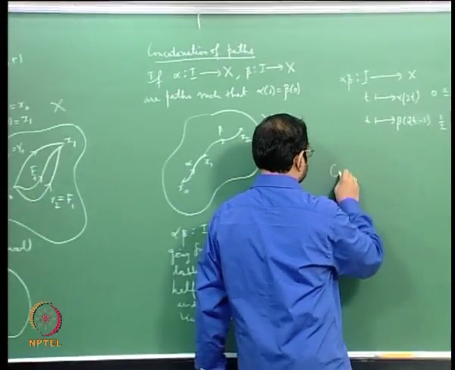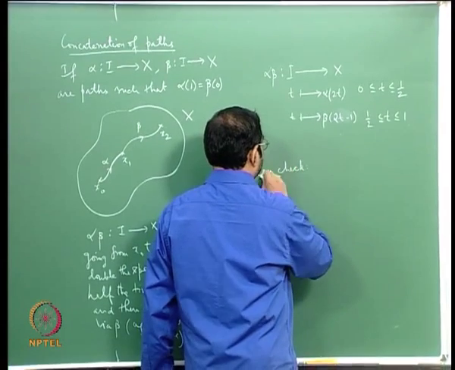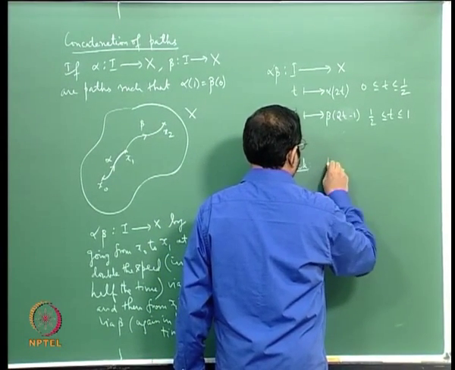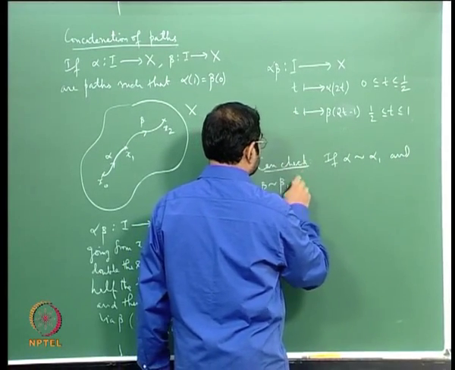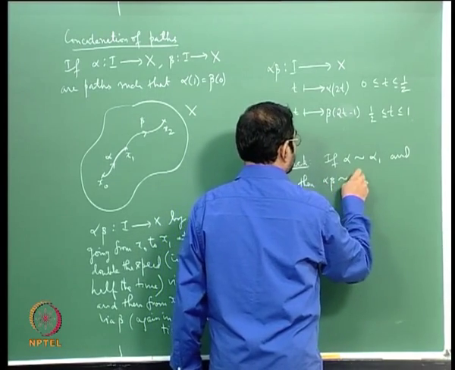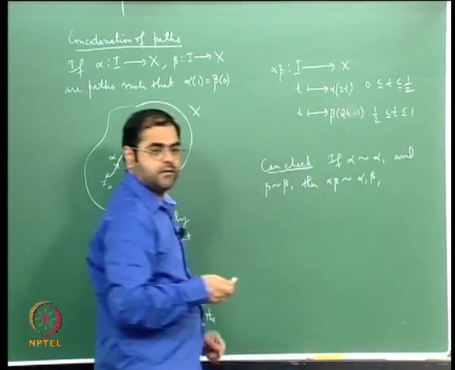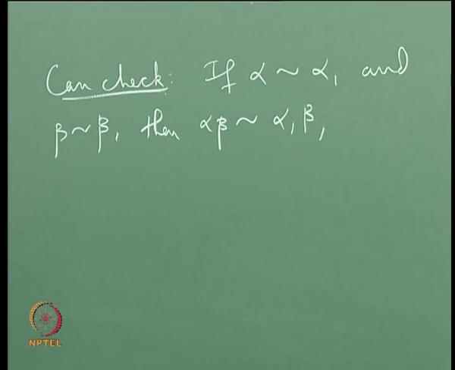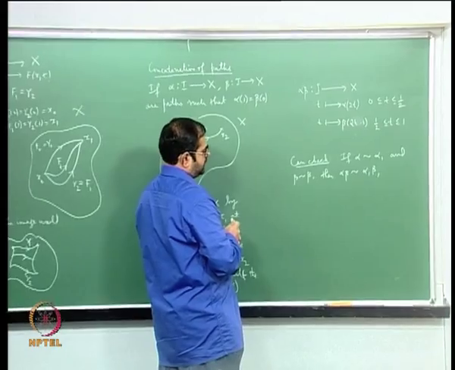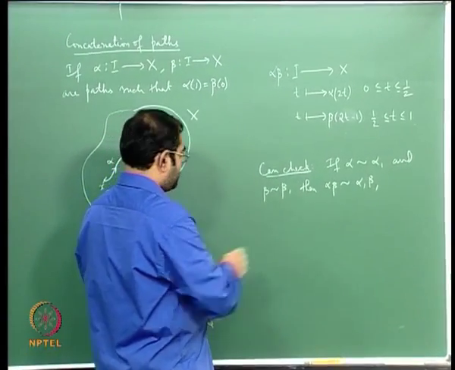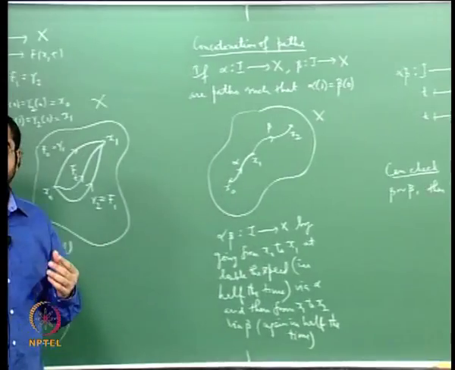So you can check the following, that if alpha is homotopic to alpha 1 and beta is homotopic to beta 1, then alpha beta is homotopic to alpha 1 beta 1, okay. So the moral of the story is that the concatenation of paths respects homotopy classes, okay, and further, as I told you, we want to look at loops, okay.